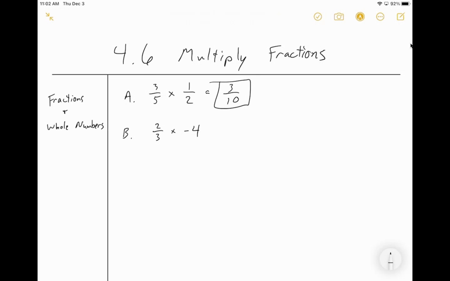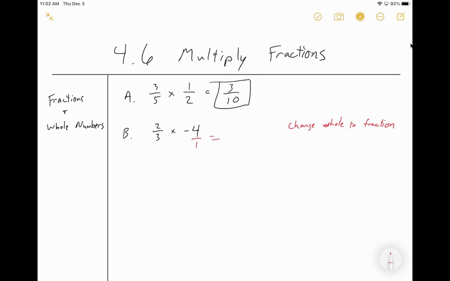Okay, so now I don't know what to do with this whole number. So again, the key is to change the whole number to a fraction. Change whole numbers to fractions. Fractions operate best when they're fractions with other fractions. So a whole number doesn't work out so well, but if we change it to a fraction, then it's no problem.